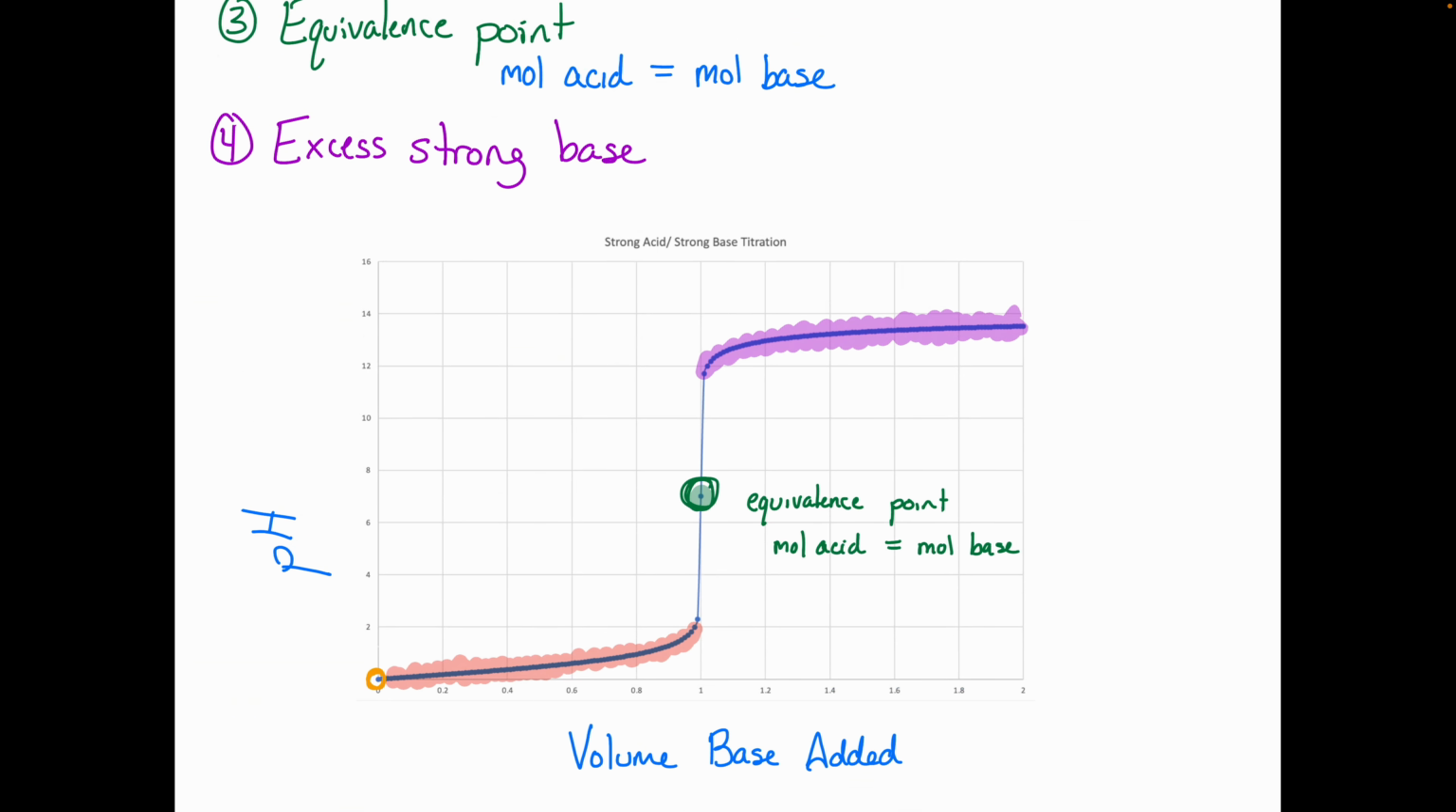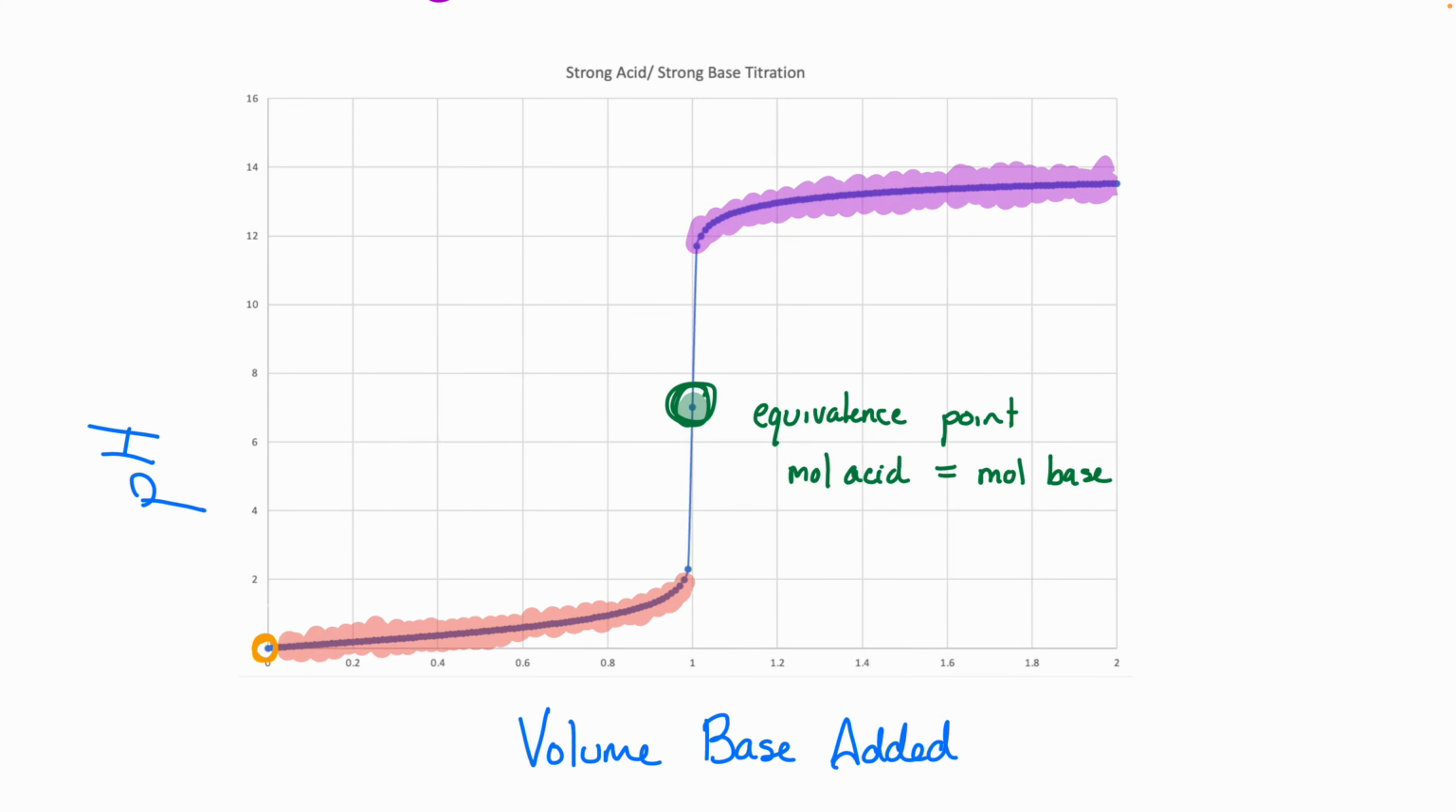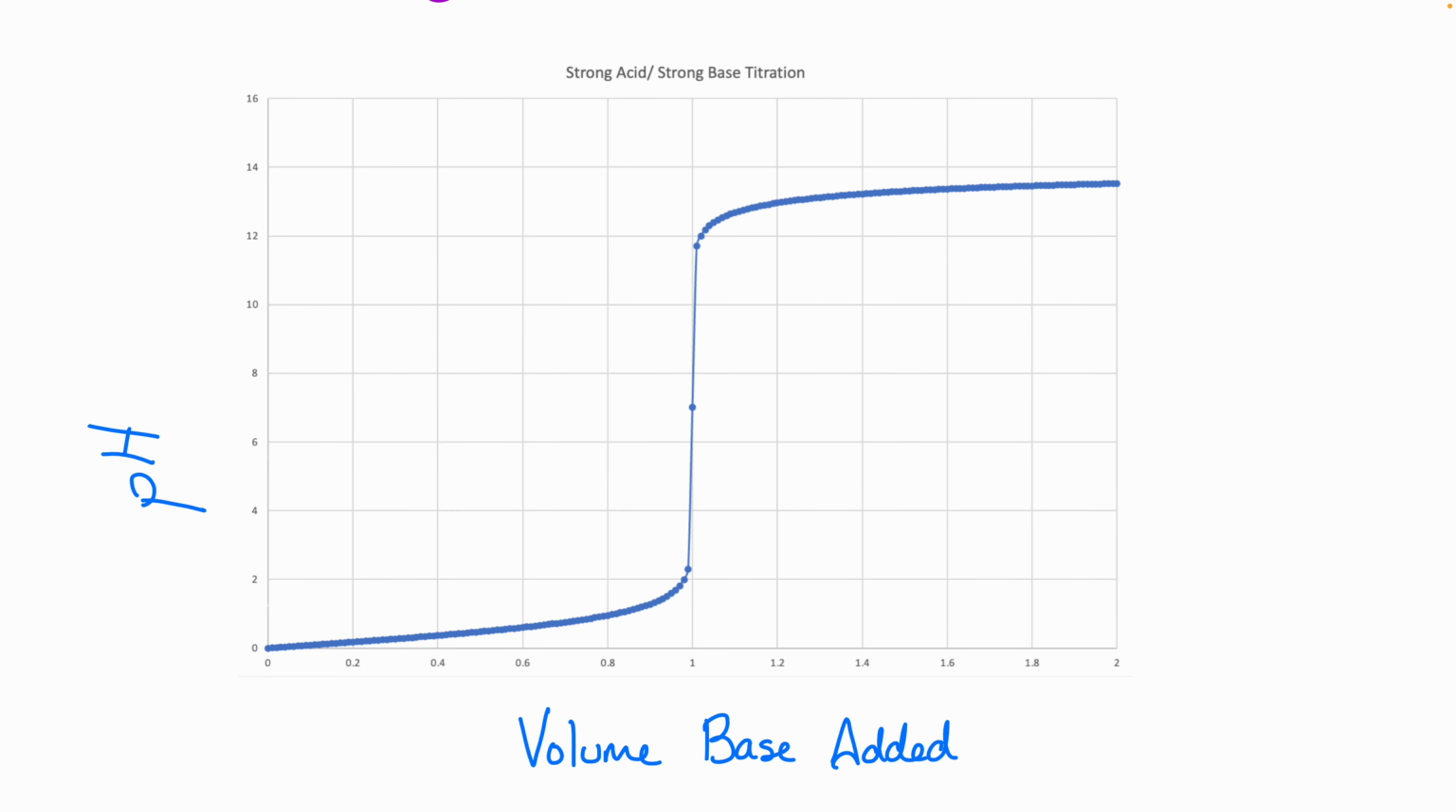Let me just get rid of this real quick. So this was that curve that we were looking at. Again, we said that middle region, that equivalence point, is going to be a very important definition to keep in mind in this chapter. This is when the moles of acid equal the number of moles of base.